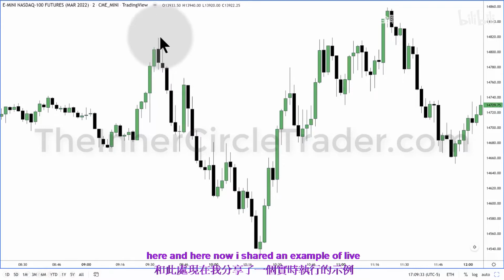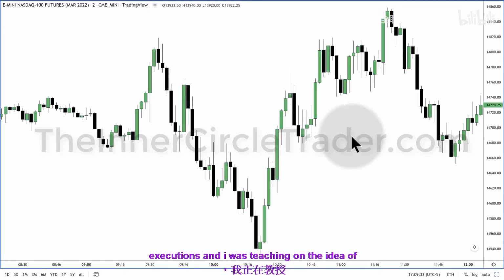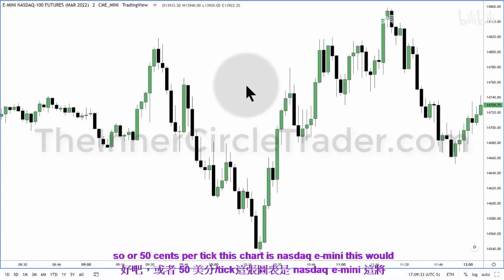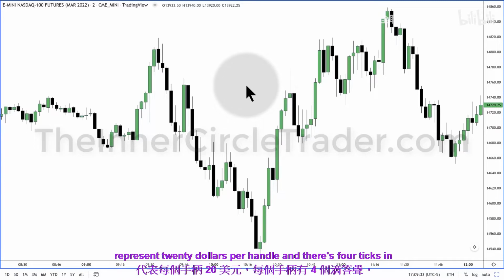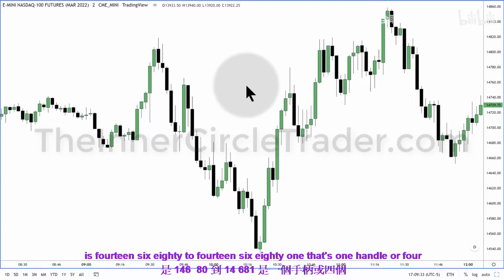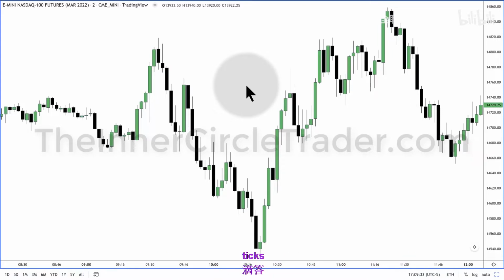Now, I shared an example of live executions, and I was teaching on the idea of utilizing micros, which are essentially $2 per handle, or 50 cents per tick. This chart is NASDAQ E-mini. This would represent $20 per handle, and there's 4 ticks in each handle. There's your $20 per handle. So again, what that means is 14,680 to 14,681. That's one handle or 4 ticks.